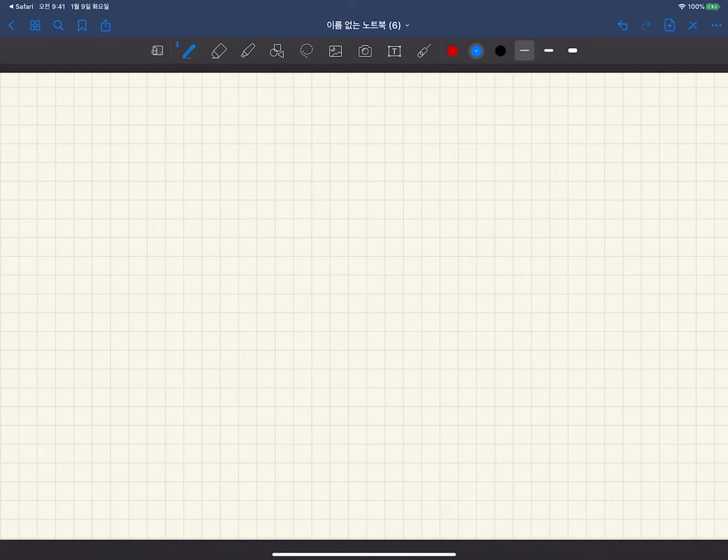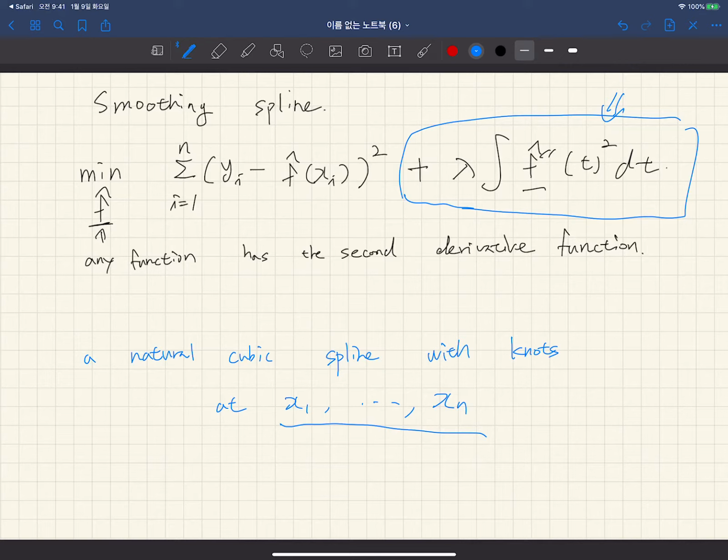When you have these knots, what is the degree of freedom of the natural cubic spline? It's n. The degree of freedom of a natural cubic spline is the number of knots, and here we have n knots. So the degree of freedom in this case is n, the number of data points.